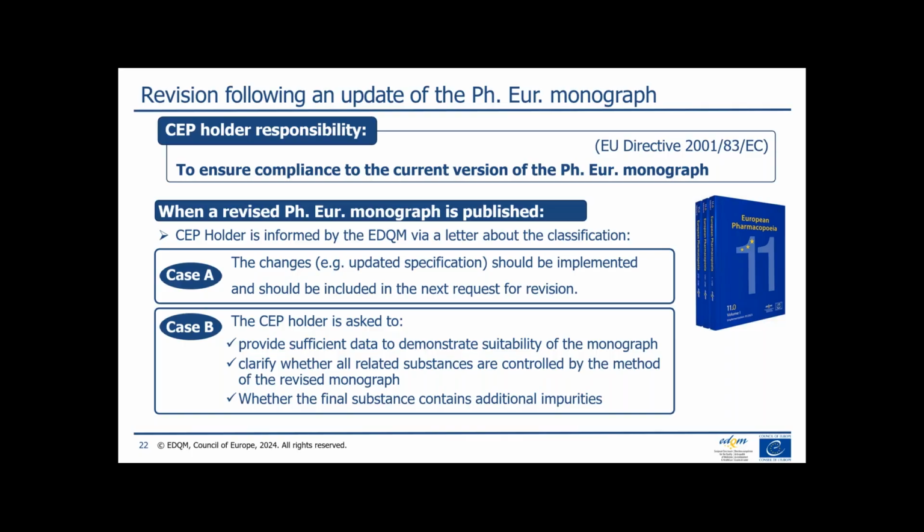So case A is something, let's say, not urgent. You can submit this update of the dossier within the next request for revision that you have planned. However, case B is something, let's say, more urgent, and you are given 3 months to update your dossier in line with the updated pharmacopoeia monograph and to submit this updated dossier to EDQM. And then the EDQM has 3 months to evaluate this.